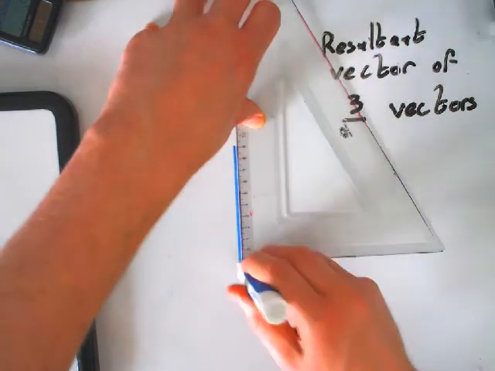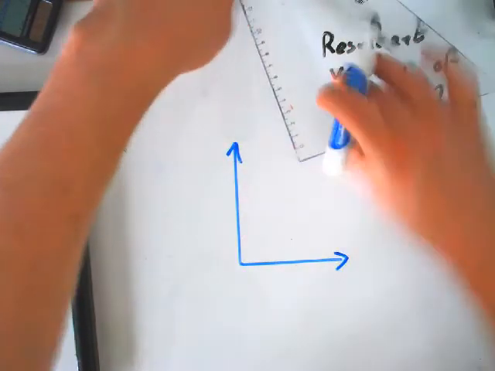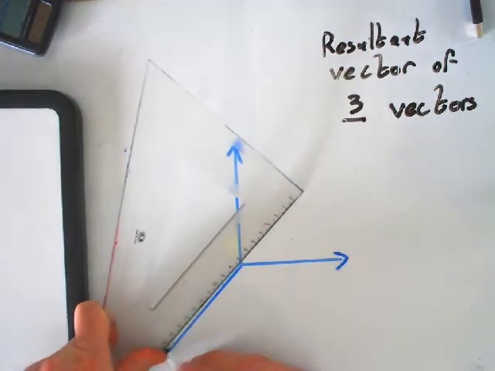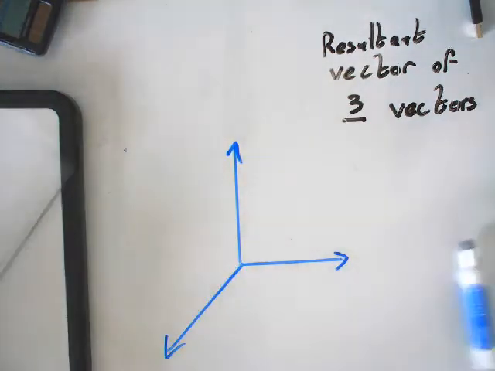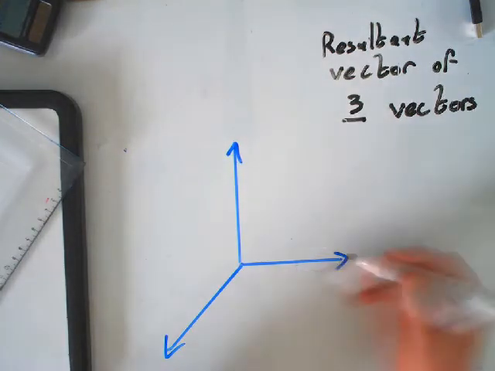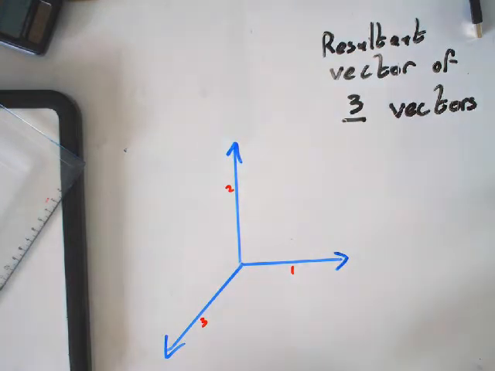Let's say you've got a situation where I've got three vectors. I'll draw them in again. These two are going to be at 90 degrees to each other like that. And the other one will probably, let's say, be coming off like that. I'm going to be a little bit neater on this because it's going to be a bit confusing. I'm going to call these vector 1, 2, and 3.